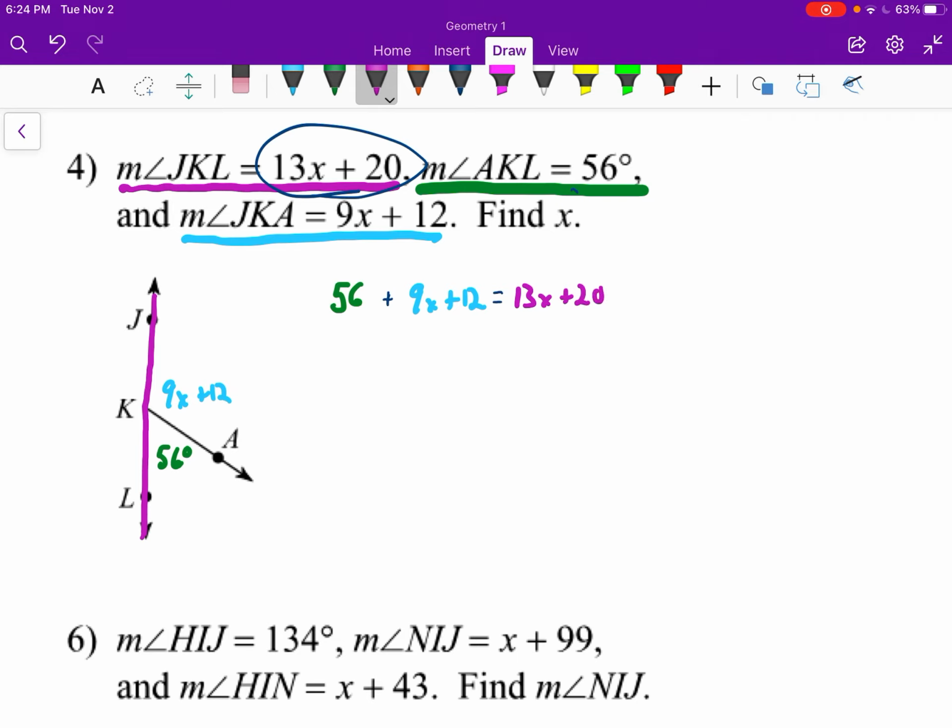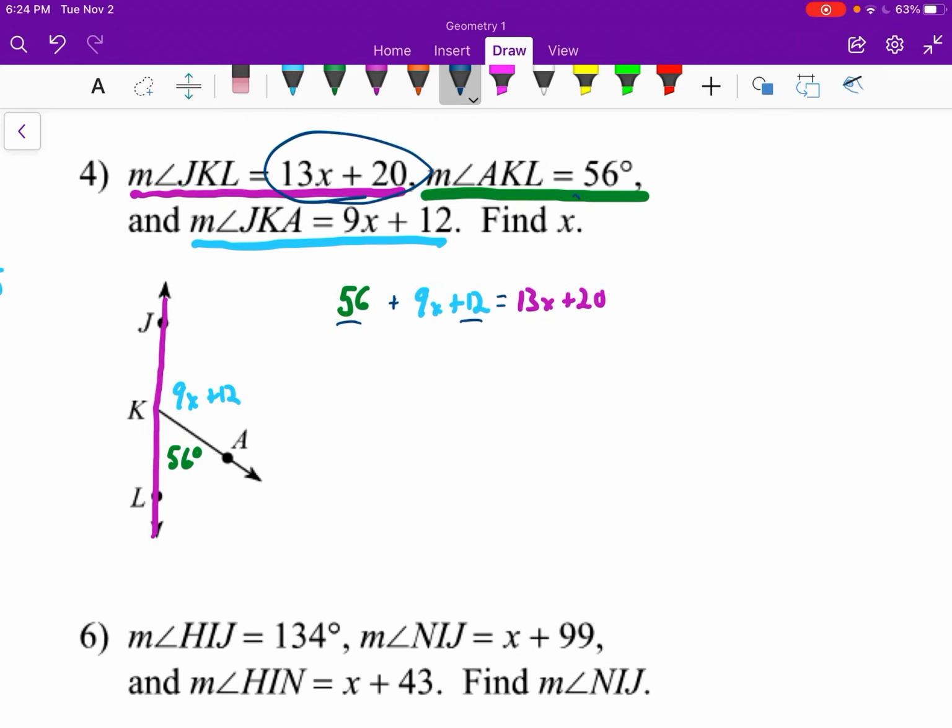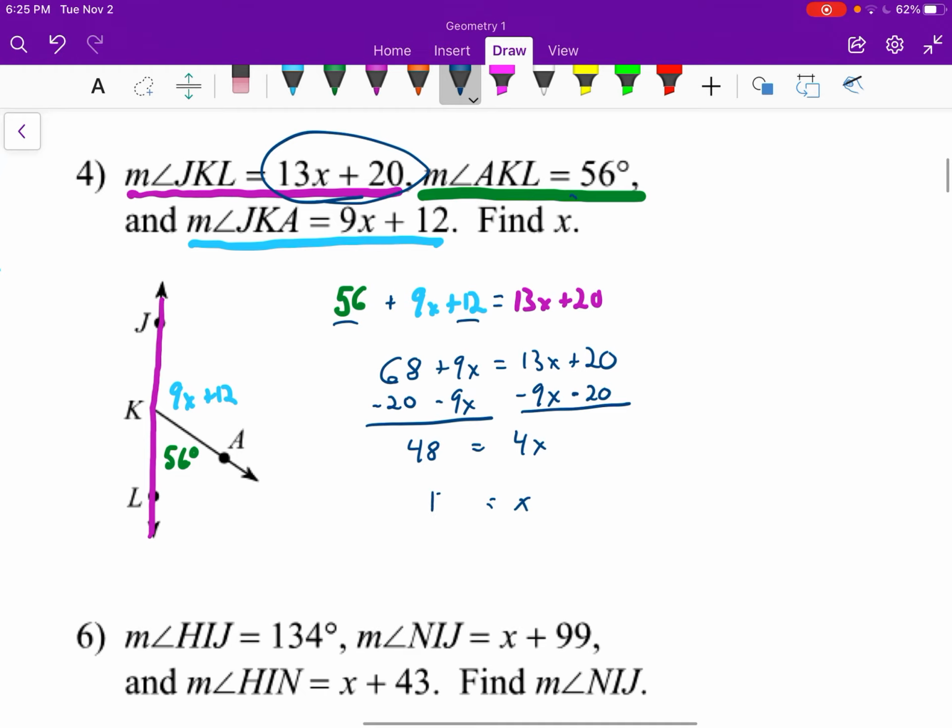And then we solve. 56 and 12 is 68, plus 9x equals 13x plus 20. Let's go ahead and get the x's to the right side this time so we don't deal with negatives. Subtract 9x from both sides, and then we'll go ahead and subtract 20 from both sides. 68 minus 20 is 48, equals 13x minus 9x is 4x. Dividing both sides by 4, we get x equals 12, and that is what we were trying to find, x equals 12.